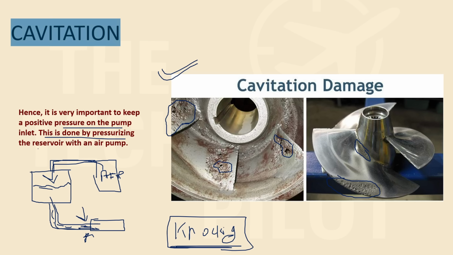This is done by pressurizing the reservoir with the air pump. So this is an air pump, and you pressurize the reservoir with the air pump, so that there is always positive pressure on the pump inlet side.